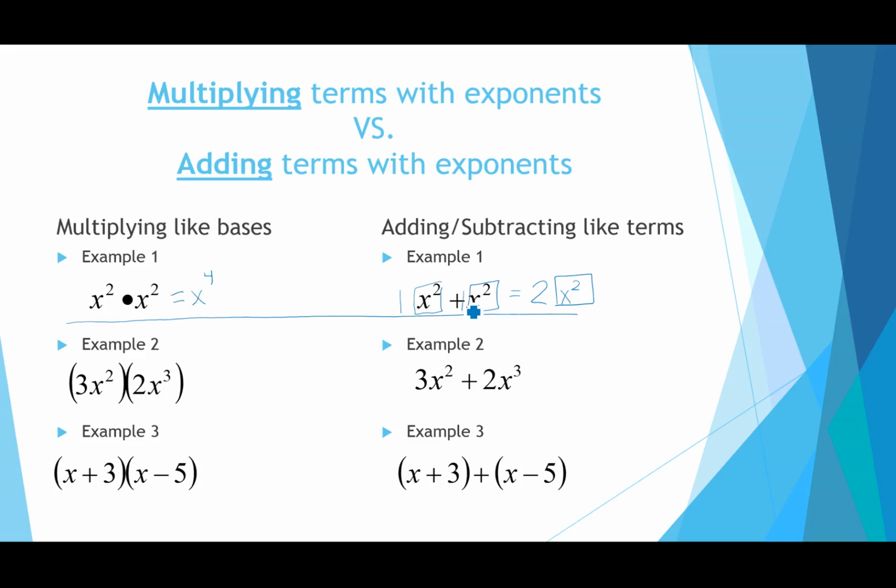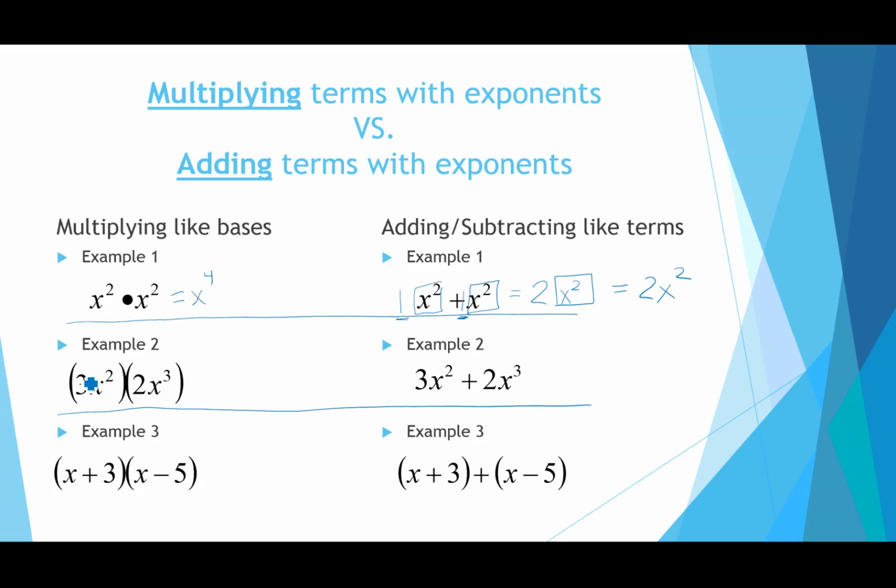What we see when we're adding is we're adding the coefficients here, not the exponents. So remember our notes from earlier, when you're adding and subtracting with exponents, do not mess with the exponent. Simply combine the like terms. So x squared plus x squared equals 2x squared. Let's look at the next parallel examples and compare.